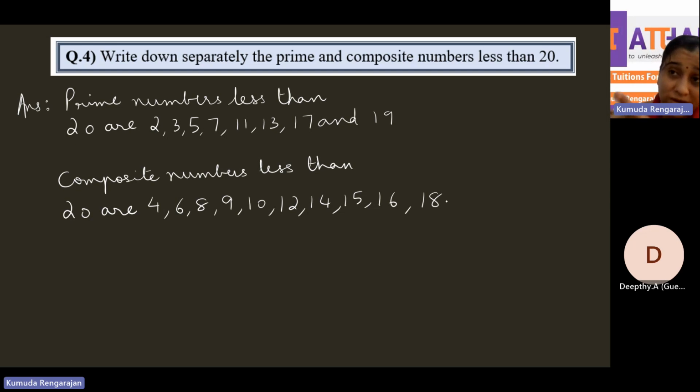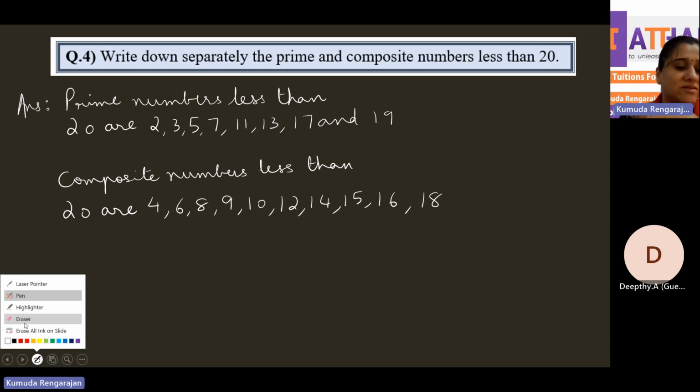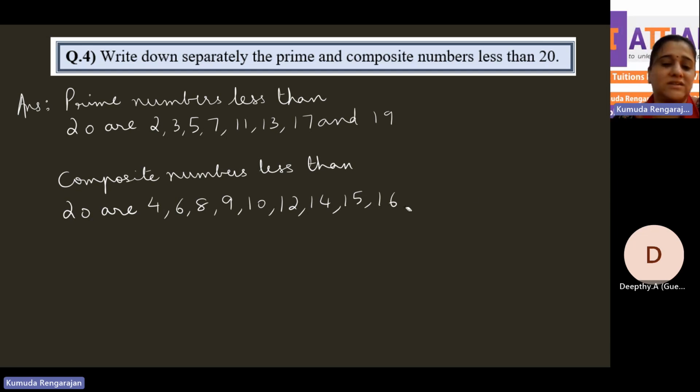No, 18 and 20. And 18, because less than 20. You have to write the composite numbers less than 20, so you should not take 20 into consideration. So, and 18. Got the same thing, Deepthi? Yes, ma'am. Okay.